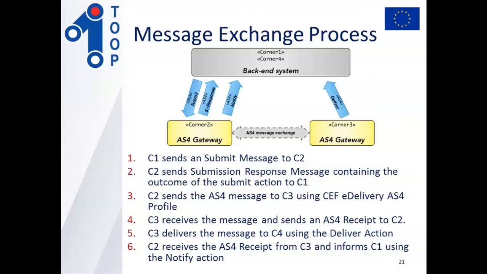Corner 3 receives the message and sends an AS4 receipt back to corner 2. Also, C3 delivers the message to C4 using the deliver action, the one that we have defined in our interface. And also C2 takes the AS4 receipt from C3 and informs C1 using a notify action. So it's like a multi-legged approach, a simple one between corner 1 and corner 2, and the strict and secure one between corner 2 and corner 3.